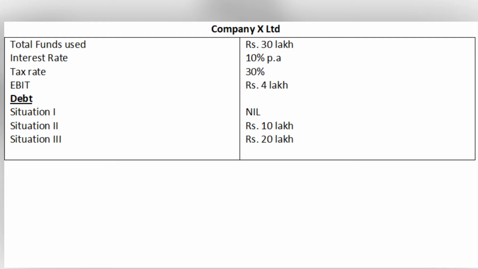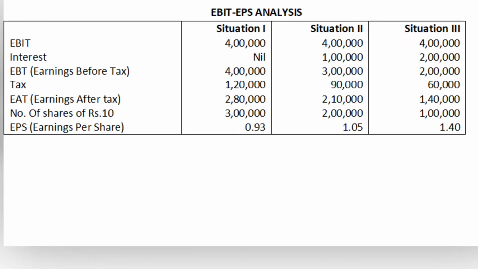Let us assume there is a company X which has total funds of rupees 30 lakhs. The interest rate to be paid on debt is 10% per annum. The tax rate to be paid is 30%, and earning before interest and tax, EBIT, is rupees 4 lakh. Now let us assume there are three situations. Let us assume the company has not taken any debt in situation number 1. In situation number 2, the company has taken debt of rupees 20 lakhs. And situation number 3, the company has taken debt of rupees 10 lakh.